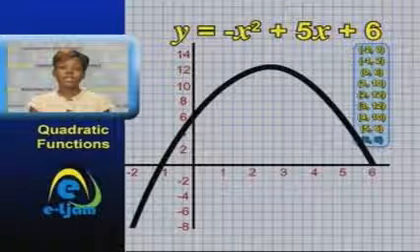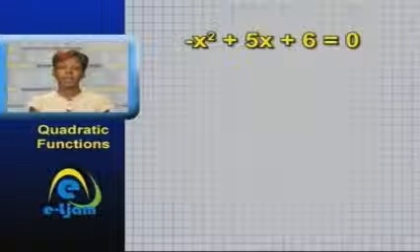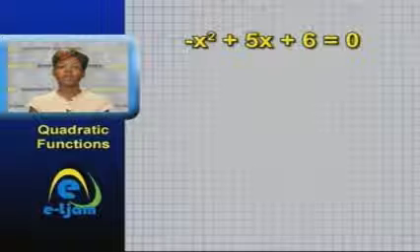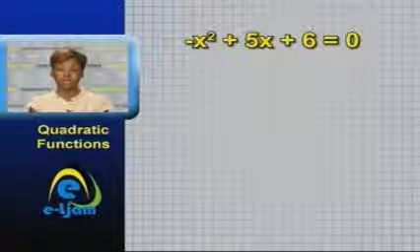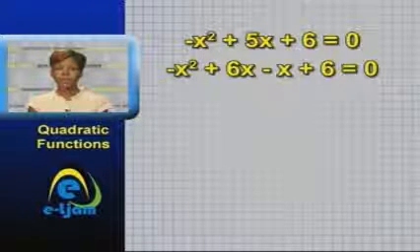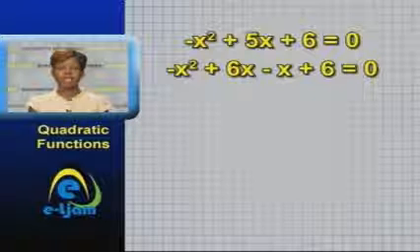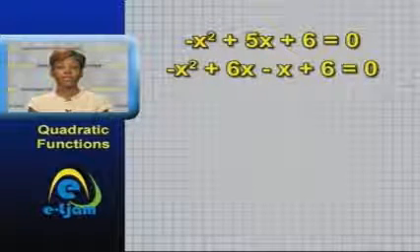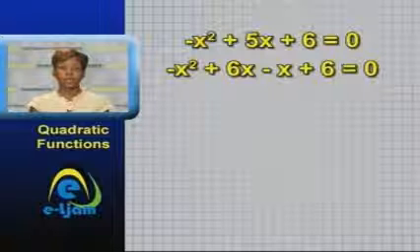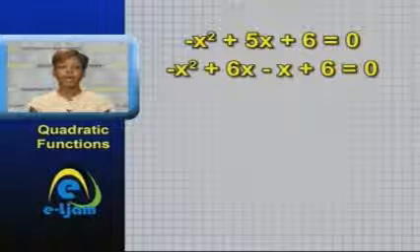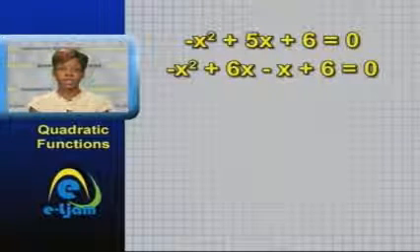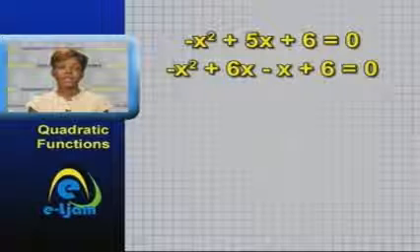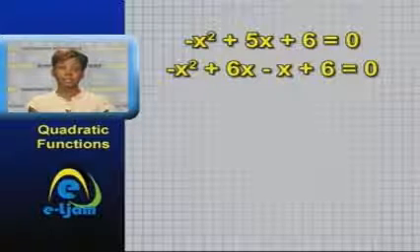Okay, now let us solve the equation negative x squared plus 5x plus 6 equals 0 by factorization. We multiply the first and last terms, which gives negative 6x squared. We then find two factors of negative 6x squared, which when added together give us positive 5x. These factors are 6x and negative x.